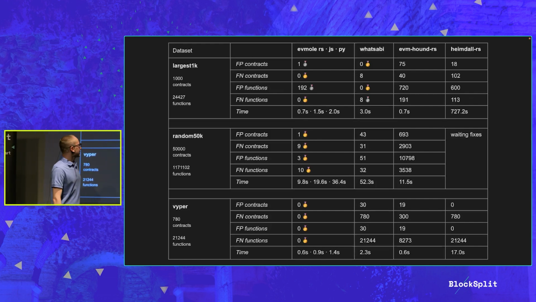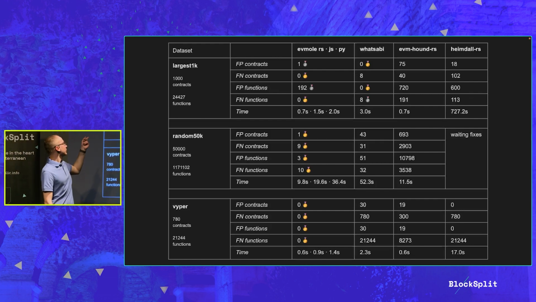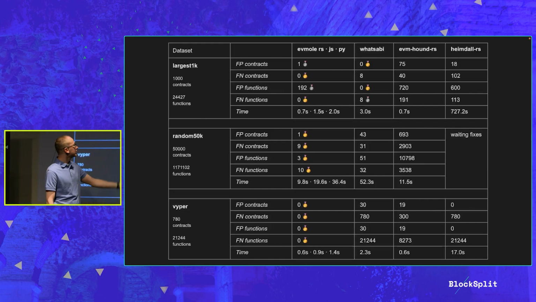As you can see here, less is better. So we have three datasets: the largest 1K contracts, random 50K contracts, and Vyper-compiled contracts. And you can see we don't see a lot of zeros. We want to see zero errors, but it's not so. For existing solutions, we have some zeros for my solution, EVMole, and for some other datasets, if EVMole is not zero errors, it's much smaller, like 1 error versus 33 errors versus 700 errors.